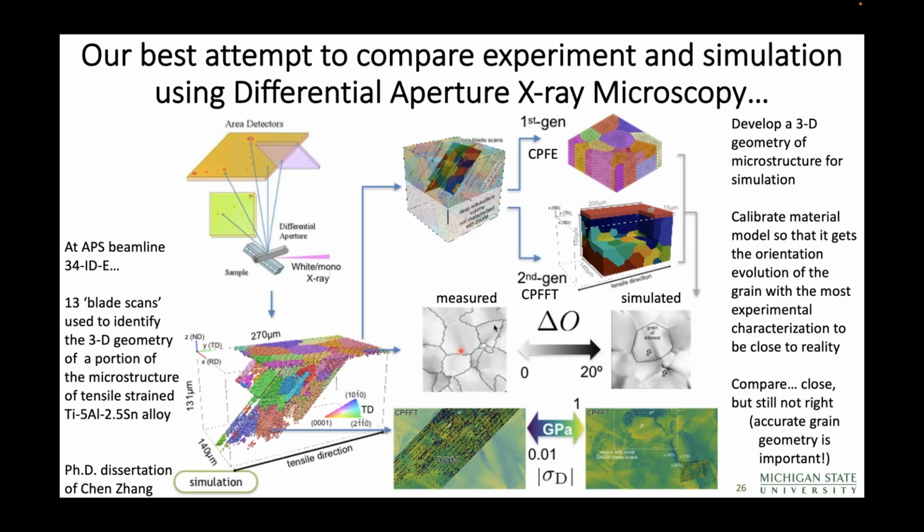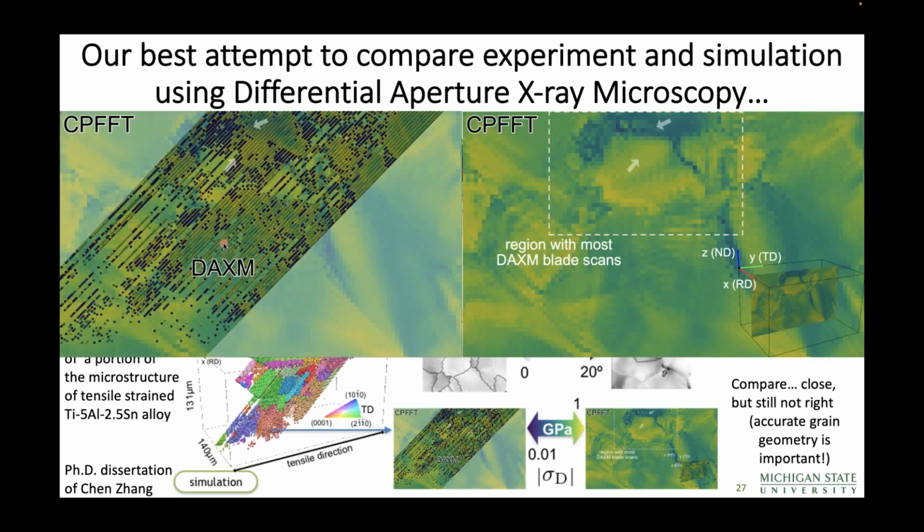enable us to compare a feature on the surface that we could measure with EBSD and also simulate, so that we get similar kinds of features taking place, at least in the grain of interest that we were focused on. And then once we have that, we could compare what we measured with DAXM with the crystal plasticity simulation, and at first glance, we're getting a number of things reasonably close.